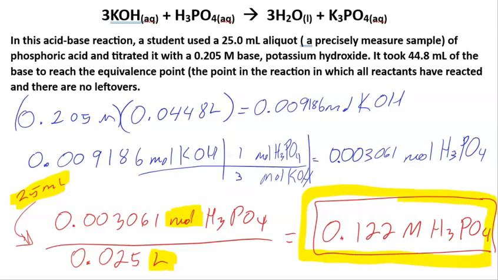So this is a process to figure out the concentration of an unknown using a substance in which we know the concentration, and that is a titration.